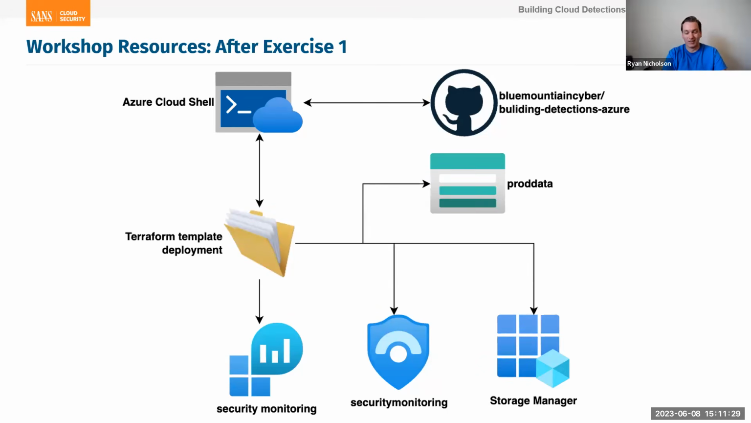My company that I own and work for, of course, is Blue Mountain Cyber. Yes, there is a typo at the very top of this screen. I can't even spell my own company's name right, apparently. But there is a GitHub repo spelled properly, Blue Mountain Cyber, called, and as you can see, I can't even spell building detections Azure. That's where all of the infrastructure as code, which you will be deploying, is ultimately coming from.